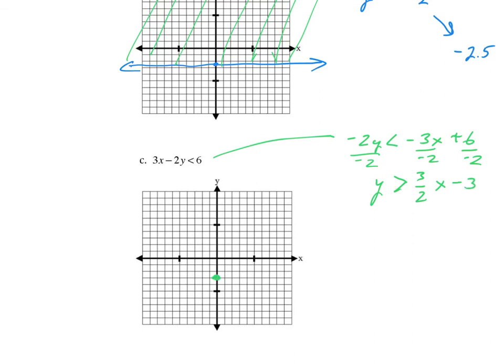So minus 3. You go through and you start, up 3 over 2, up 3 over 2. And that will be a dotted line. And greater than.